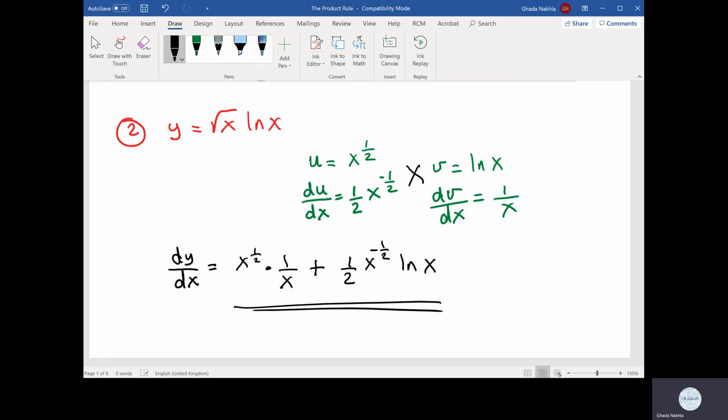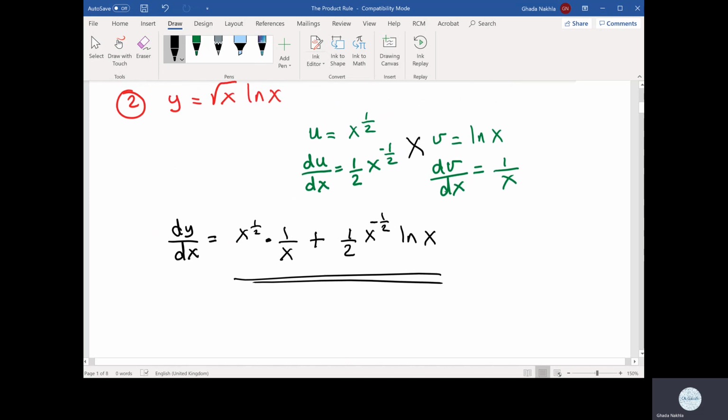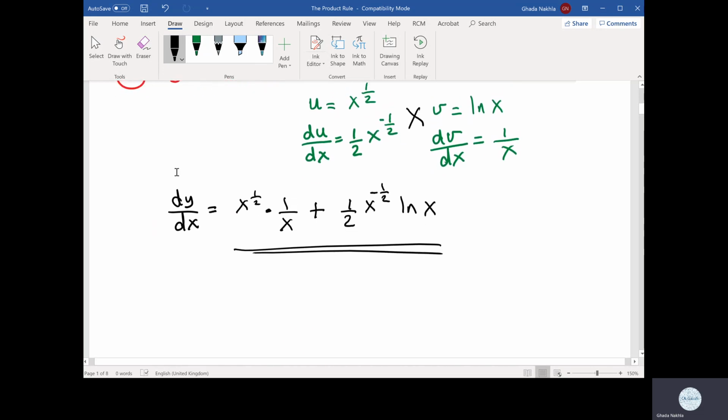And that is the answer. X to the minus a half is the same as 1 over square root x. You can simplify it. And again, you can simplify x to the half multiplied by 1 over x. You can always simplify it. But for the sake of the product rule, we're only looking at the product rule.